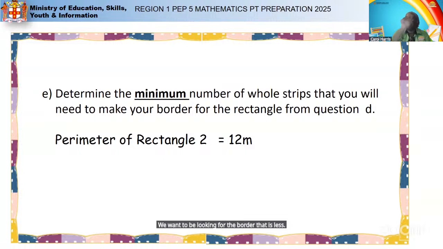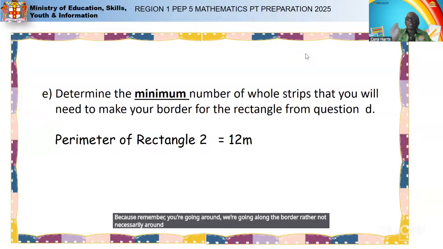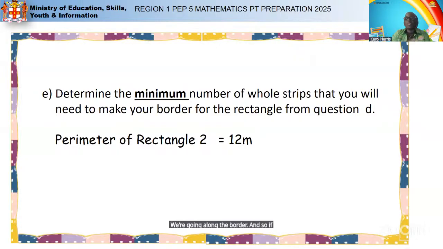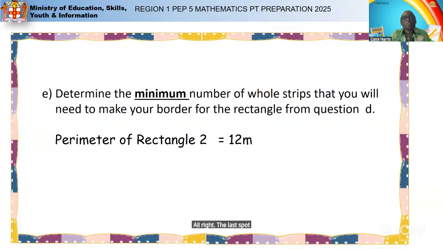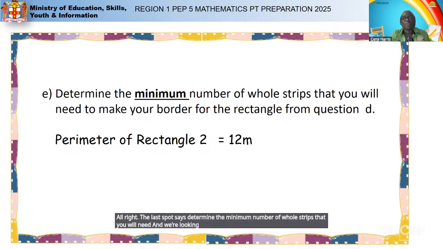Because remember, we're going along the border, we're going along the perimeter. And so if we're going along the border, we want to be thinking of the perimeter of the space for the blackboard. All right. The last part says determine the minimum number of whole strips that you will need. And we're looking for the perimeter of rectangle 2, the 12-meter one.